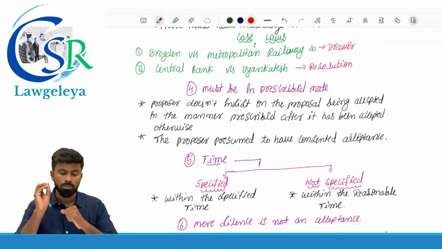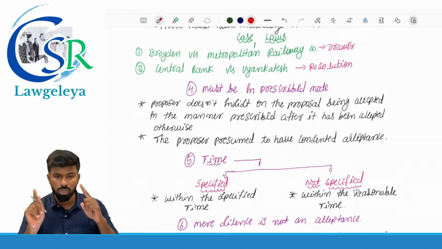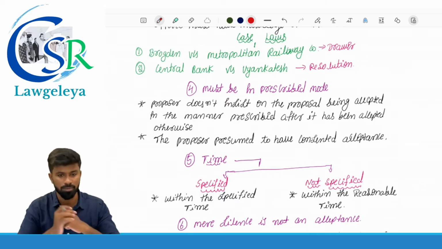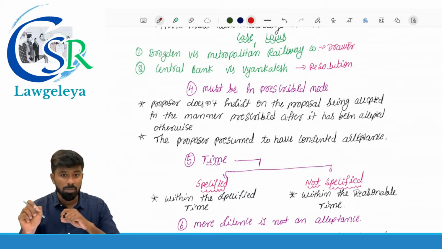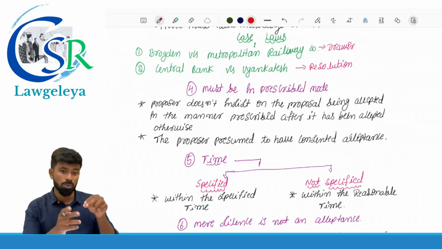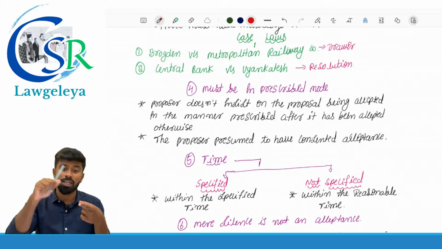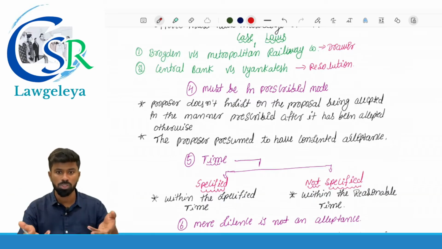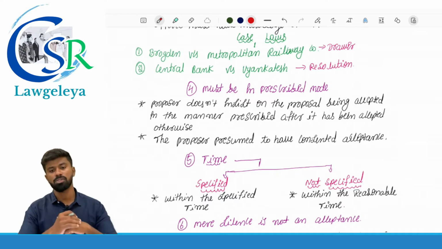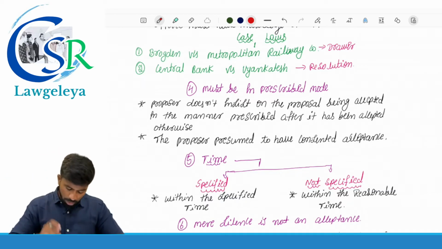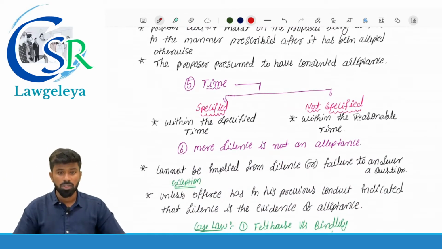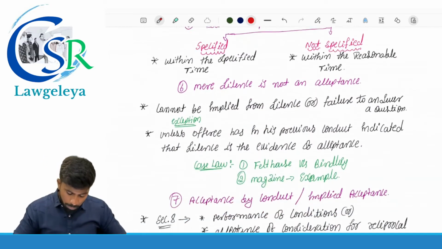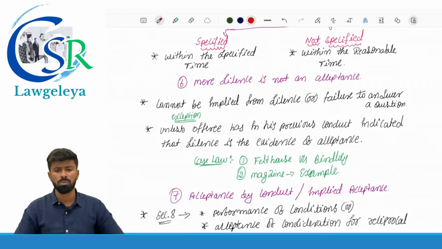Suppose the proposer has put a condition saying that the proposee should accept the offer by telephone, but the proposee gave acceptance by letter. Now the validity of the acceptance depends upon the proposer. If the proposer does not insist on the proposal being accepted in the manner prescribed after it has been accepted otherwise, then the proposer is presumed to have consented to that acceptance and the acceptance is valid. Time: the offer should be accepted within the specified time if it is specified, if it is not specified, within a reasonable time. Mere silence, maunam sammati lakshanam, is it an acceptance?